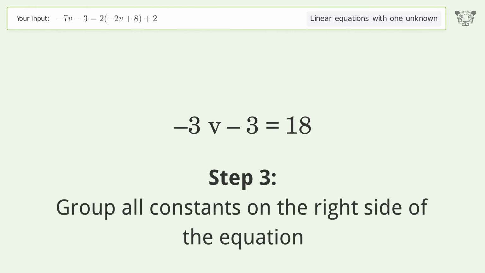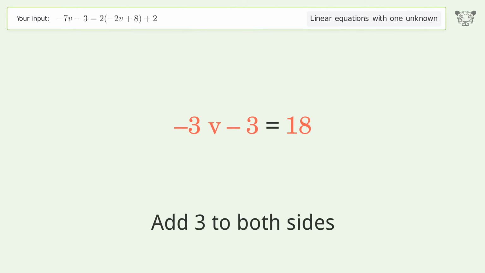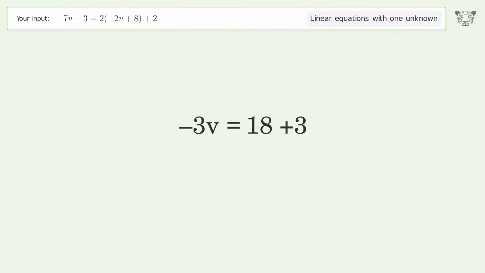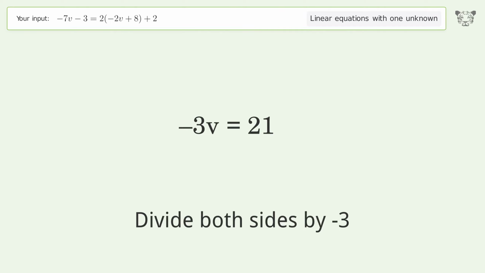Group all constants on the right side of the equation. Add 3 to both sides. Simplify the arithmetic. Isolate the v. Divide both sides by -3.